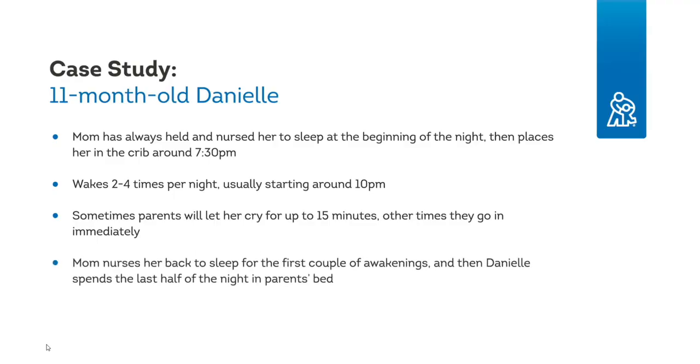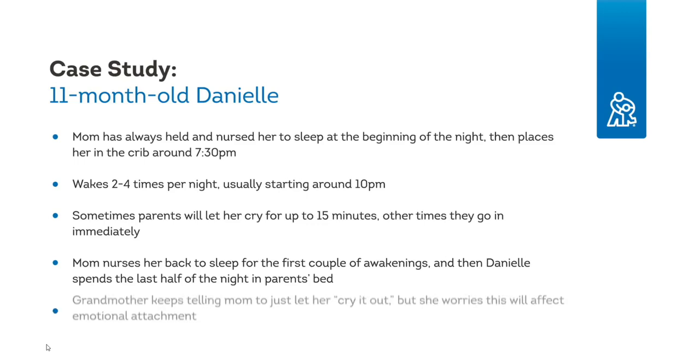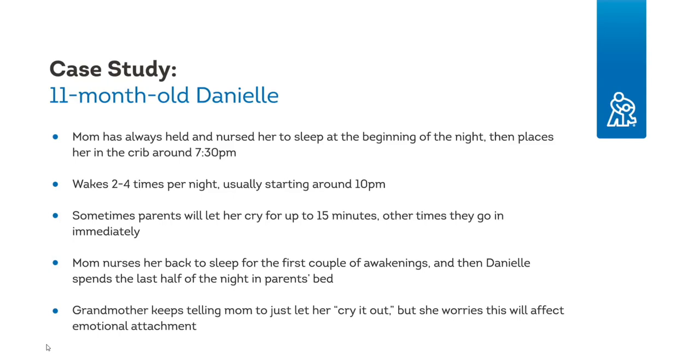So mom nurses her back to sleep for the first couple of awakenings. This happens often. And then it's 3 a.m. and it's like, oh, just put her in bed, I mean, we have to get up tomorrow. And then grandma comes in with her advice: I just left you in the room so you could just have her cry it out and everything will be fine. But mom is worried about the effect that might have on emotional attachment.